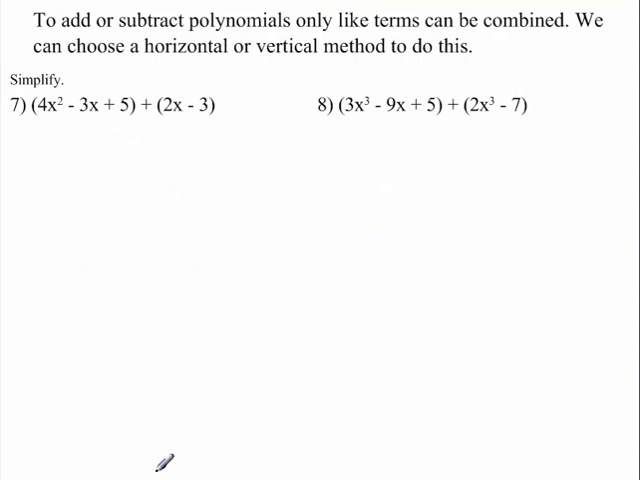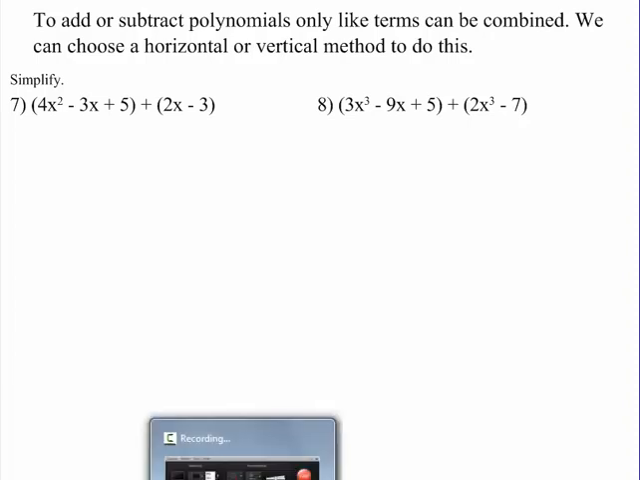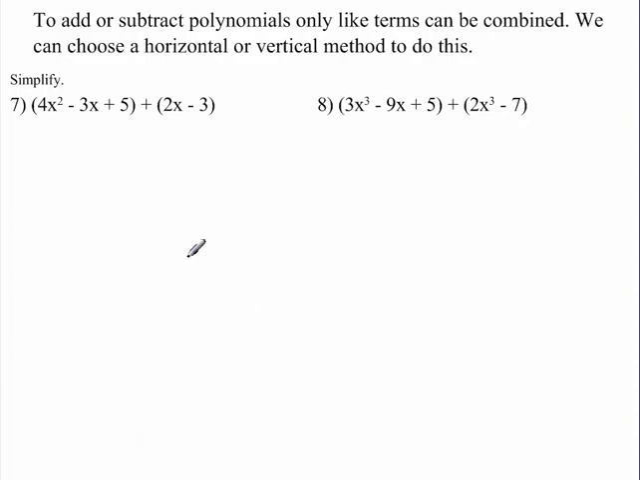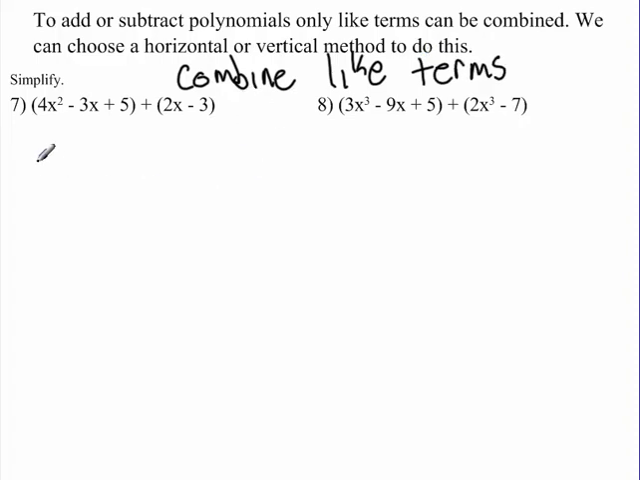Next example, to add or subtract polynomials. Okay, you got 2 different methods that you could choose when you're adding or subtracting. And this is the final thing we'll talk about today. When we're adding or subtracting polynomials, the real big basic thing you need to know is to combine like terms. Okay, and the 2 methods we're going to talk about are the horizontal and the vertical.